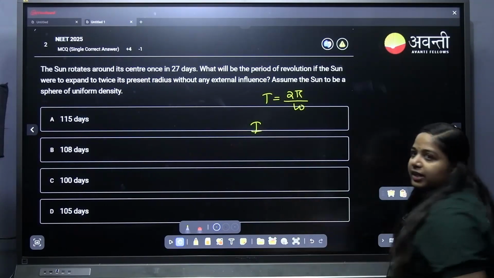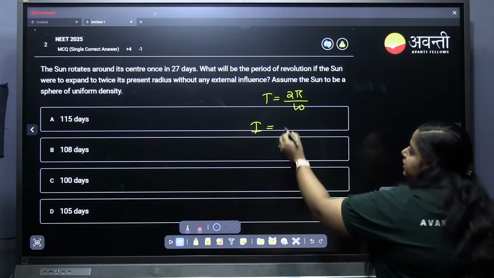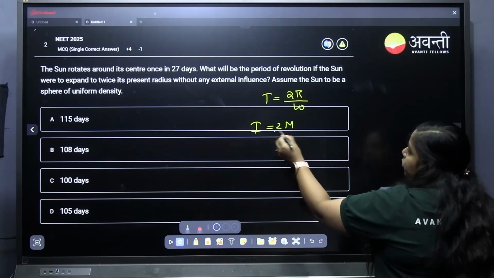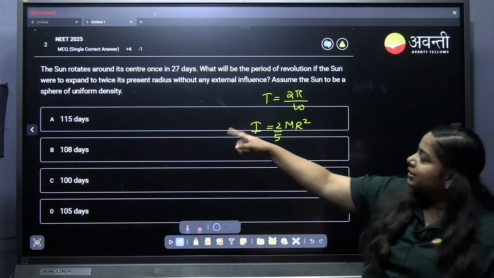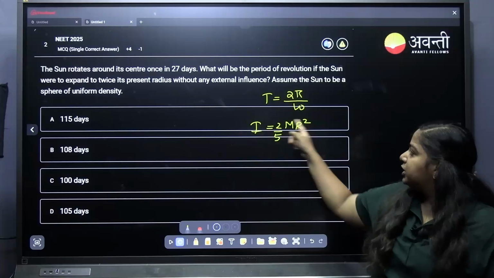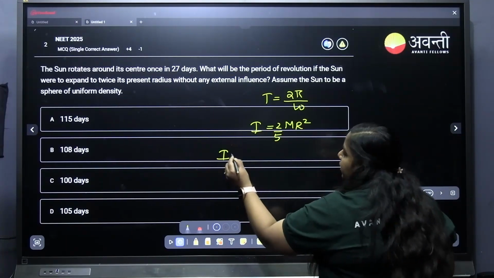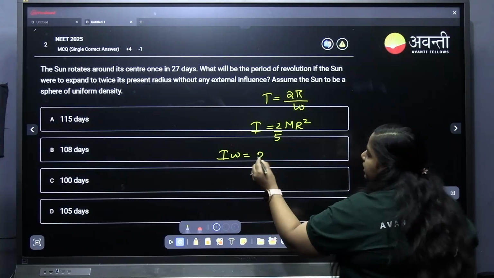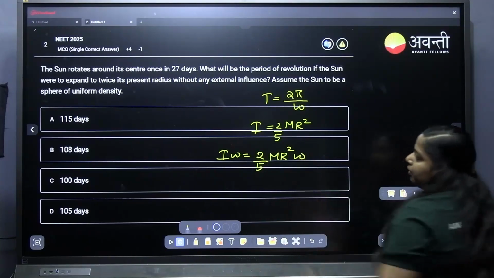Initially I is the moment of inertia of the Sun, that we can take as 2 by 5 m r square, because we have to consider it as a solid sphere of uniform density. So moment of inertia of the Sun is 2 by 5 m r square, and initial momentum will be I omega, that is 2 by 5 m r square omega.